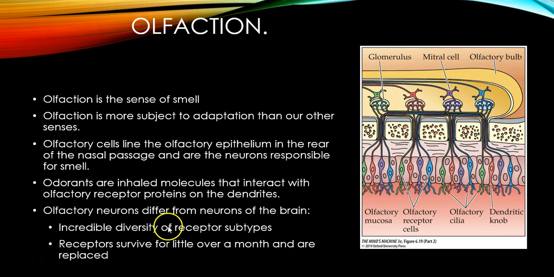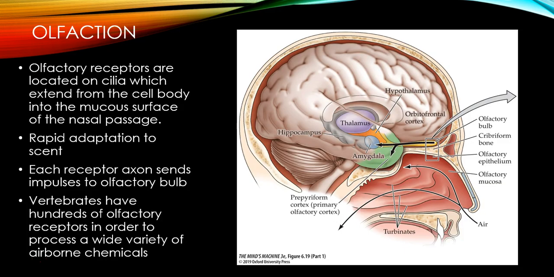There are an incredibly diverse number of receptor subtypes for the sense of olfaction. We smell so many different scents, and there are many, many different olfactory receptors, in fact, probably more than we even know at this point. Also, these neurons or these receptors here survive for a little over a month and then they're replaced. So same as taste, right? If you smell some kind of toxic chemical and end up damaging some of these sensory receptors, they will come back, which is very important.